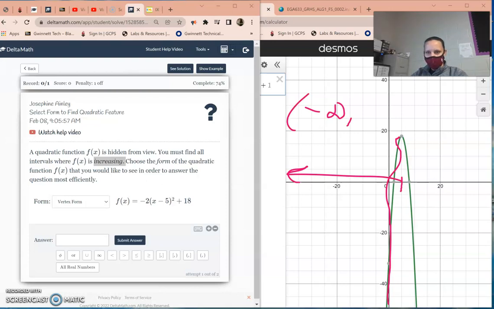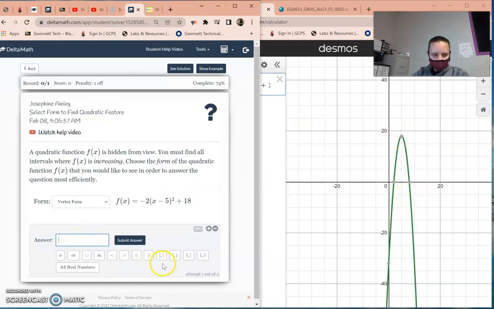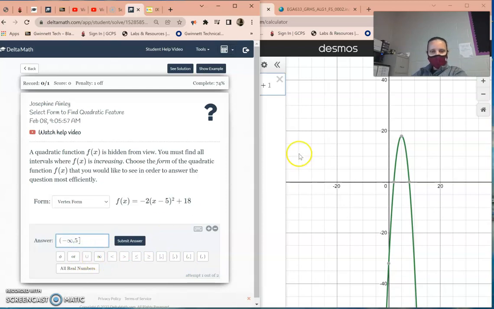All right, so if I zoom in on the vertex, which is 5. So all the way to 5, it is increasing. So -infinity to +5, open and then closed. -infinity to +5. It is increasing. If I was looking for when it was decreasing, then it would be from 5, because it starts decreasing right here, right? From 5, and it goes down like this. It decreases forever in this direction.